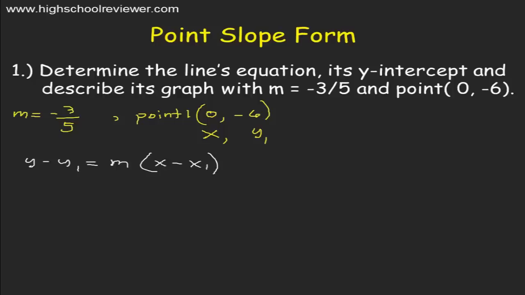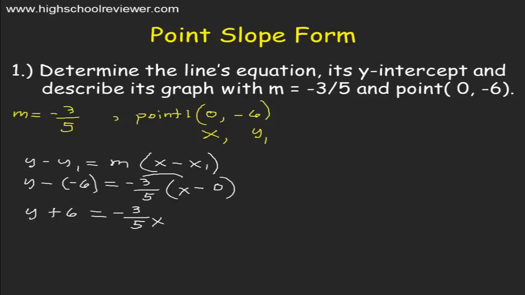So substitute the values. We have y minus y sub 1, which is -6, equals the slope, which is -3/5, multiplied by x minus x sub 1, that is 0. So this will be y, negative times negative, that is +6, equals -3/5 multiplied by x, that's -3/5 x. And -3/5 times -0, this will be 0. So we can cancel this out. Okay.